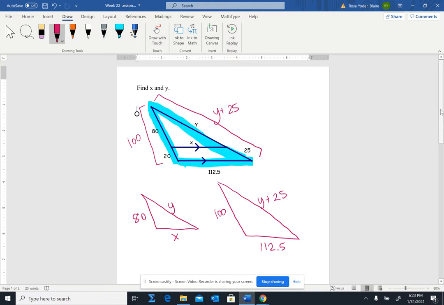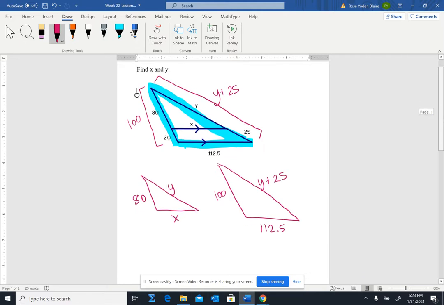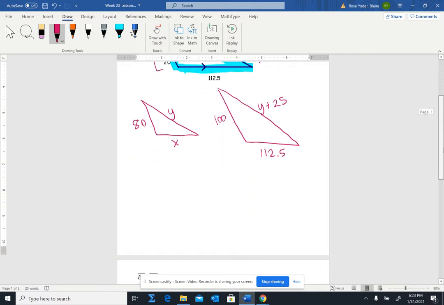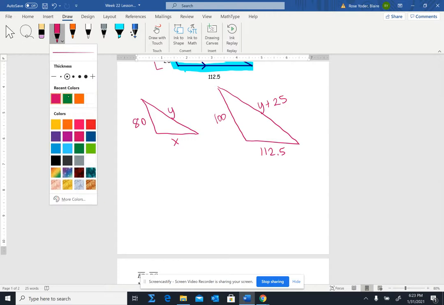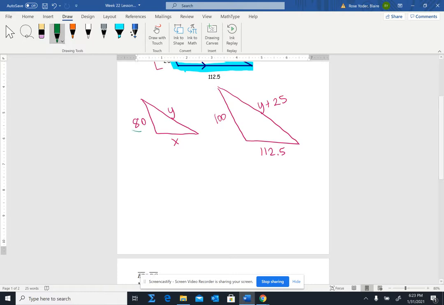Now that we've done that, that's the hard work. Now that we've recopied it, we can use our usual method of either using scale factor or setting up proportions to find x and y. I like the setting up proportions method. So I use the 80 and the 100, because those match up with each other. And then I'm going to solve for x first, so I'm going to use the x that corresponds with the 112.5.